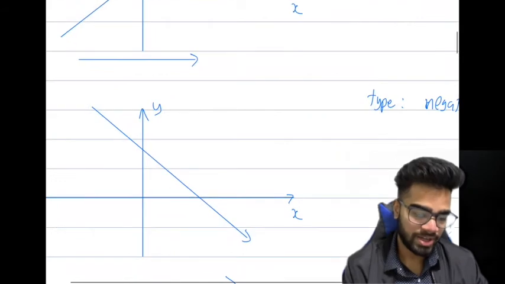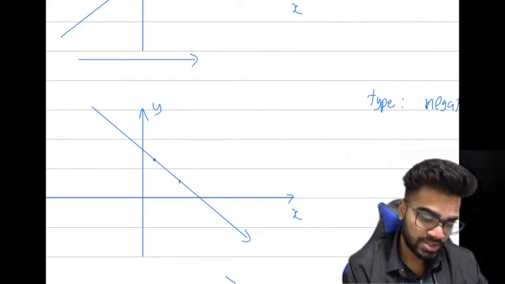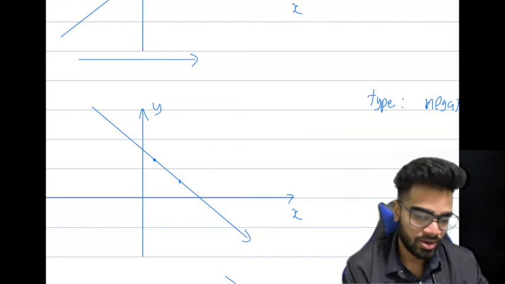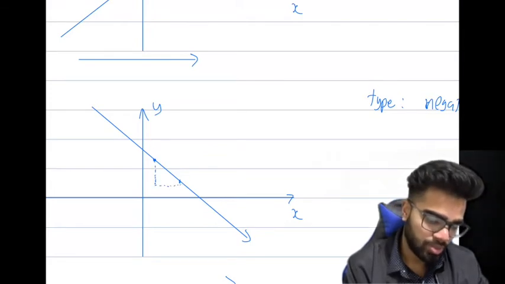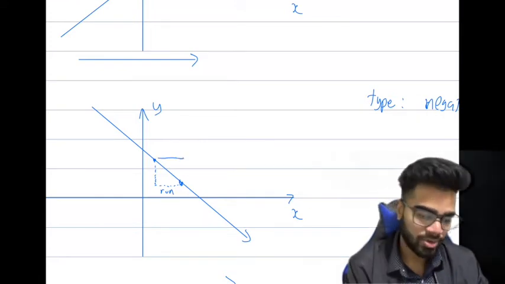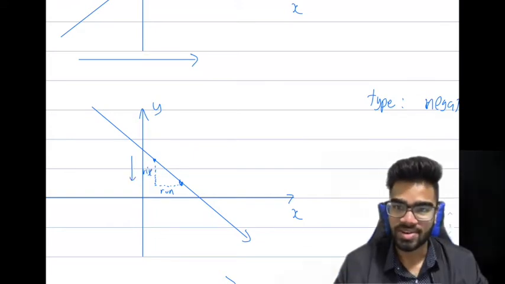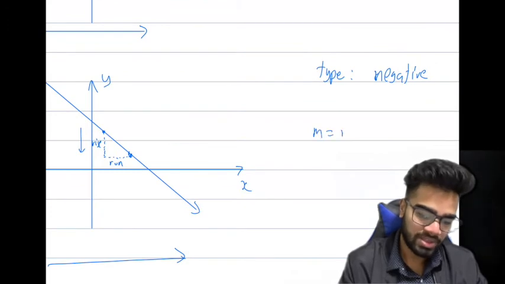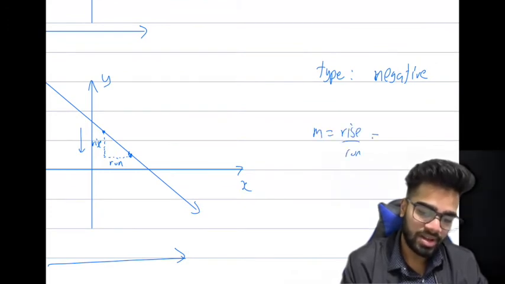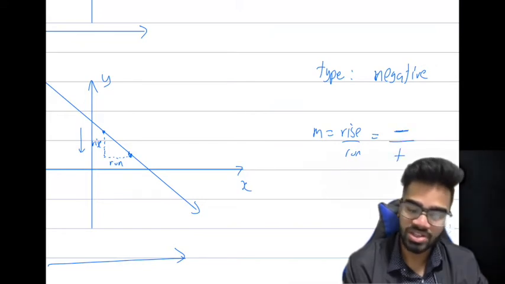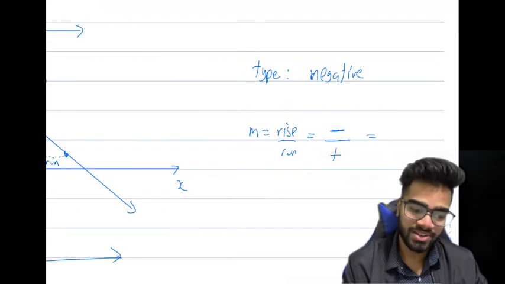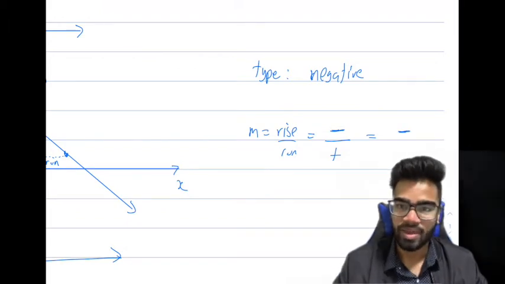Now let's do a negative gradient. Again, I'm going to pick 2 random points. It doesn't matter where they are because the gradient is the same all the way throughout. Now what do you notice? Run is still positive because it's going from left to right. But you can see the rise here is going down, so we have a negative rise this time. Gradient m is again rise over run, so negative rise over positive run. What's negative divided by a positive number? It's overall a negative number. That's it.